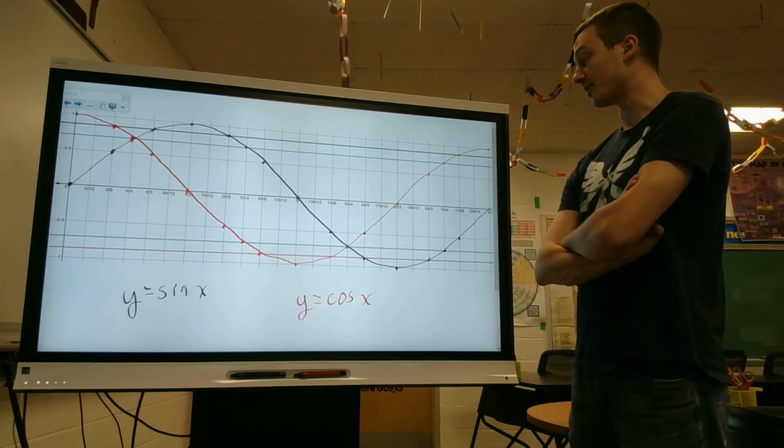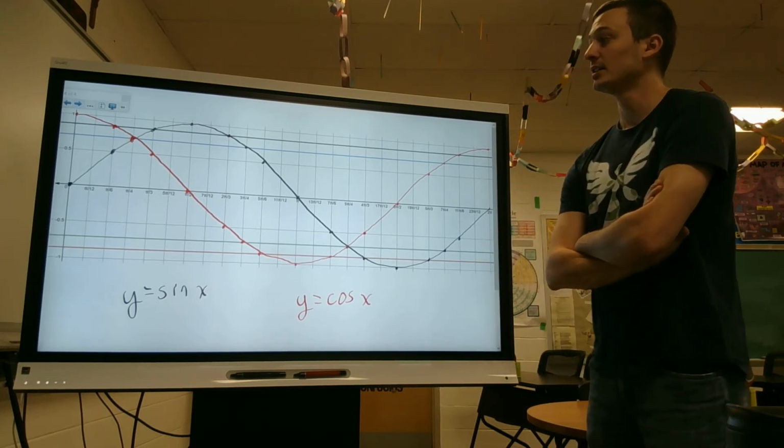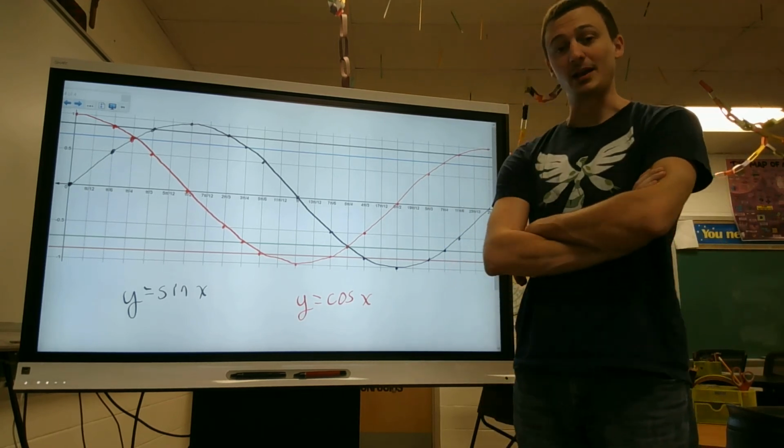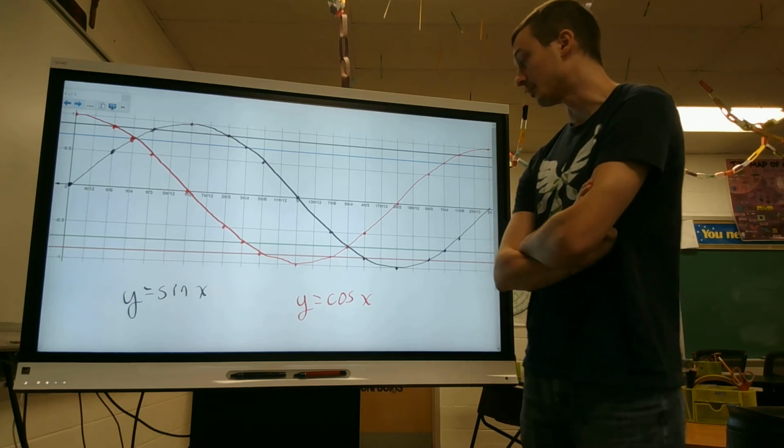These have a lot of ways to change. They can be dilated, reflected, and translated a whole bunch of different ways, and we'll talk about that later. But those are the parent functions.